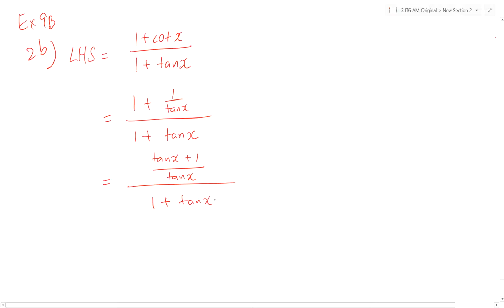Okay, then what? This one is the same as this one, that's how it becomes tangent x. Here we have tangent x over tangent x. Okay, what's the next step? 1 over tangent x. Flip? Times what?